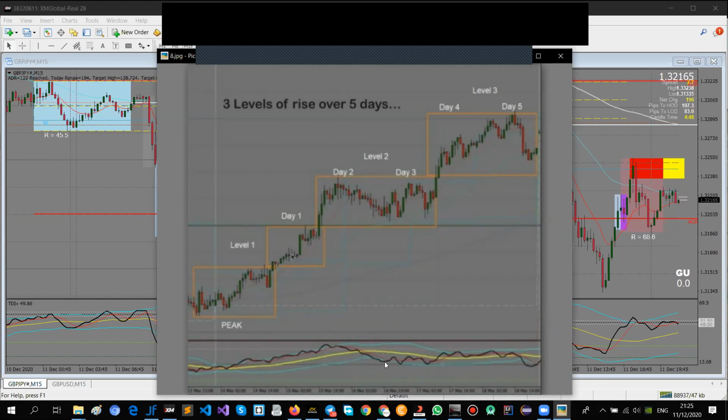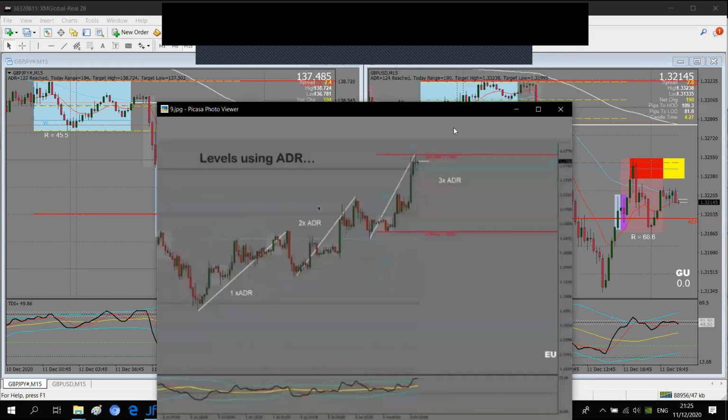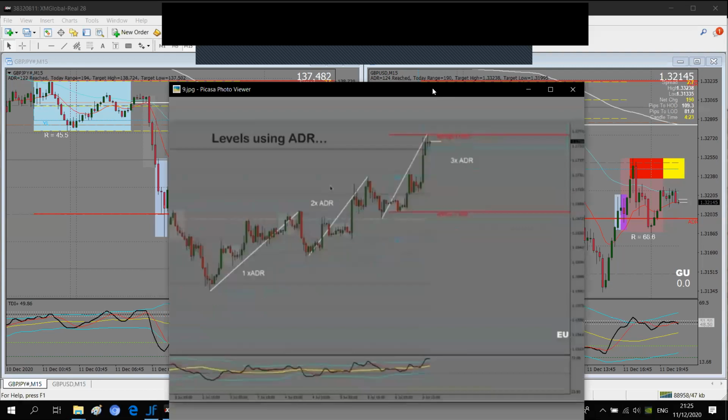The second one being ADR level counting, like counting levels using the ADR. What is the ADR? Someone may ask me that. Let me show you the ADR. The ADR is the average daily range. So what happens is, for each and every pair, it has its own average daily pips that it has to accomplish for the day. So it is by that value that we count the levels.